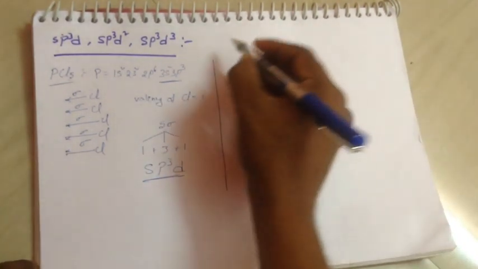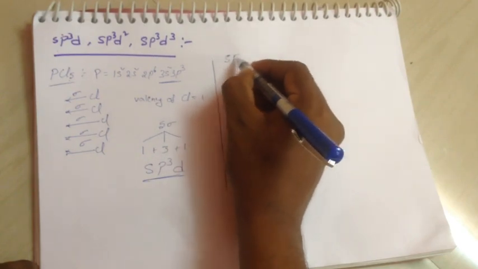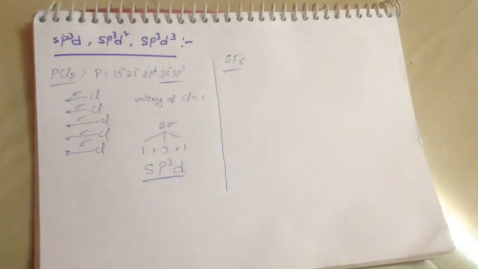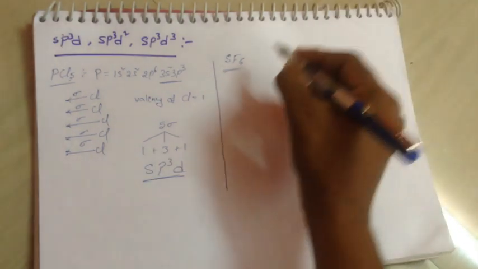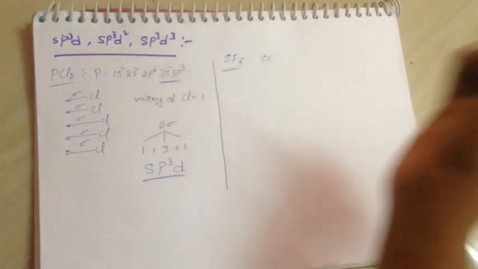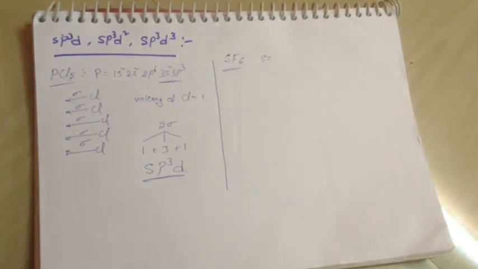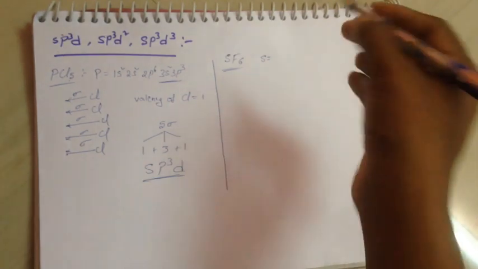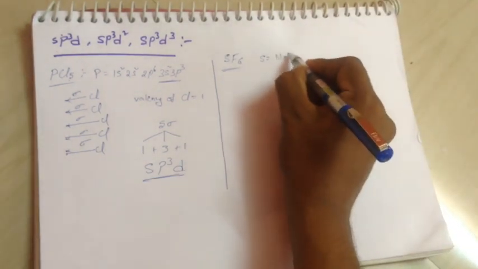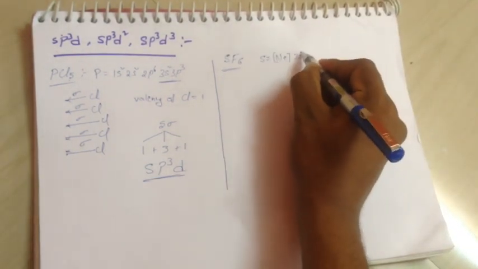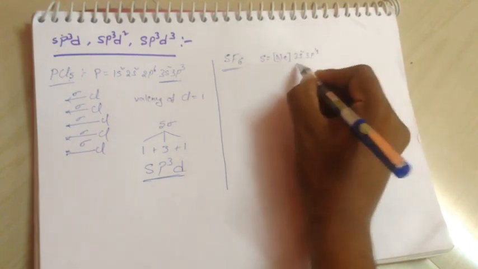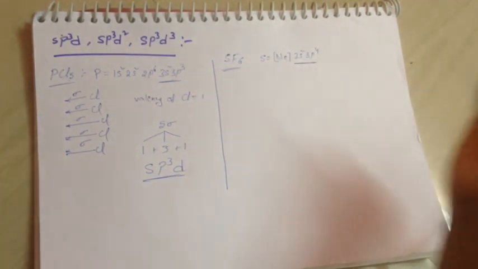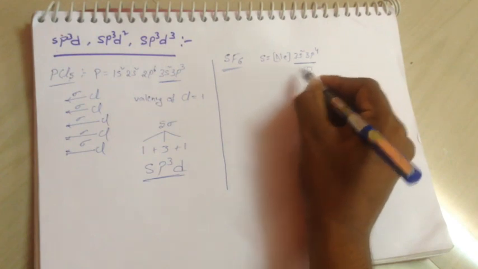Right, students? Now another example, SF6. What is the hybridization in SF6? What is the first step, students? Central atom. Yes, sulfur is the central atom here. How many valence electrons for sulfur? Just write the electronic configuration: neon 3s2, 3p4. How many valence electrons here? There are 6 valence electrons, right?